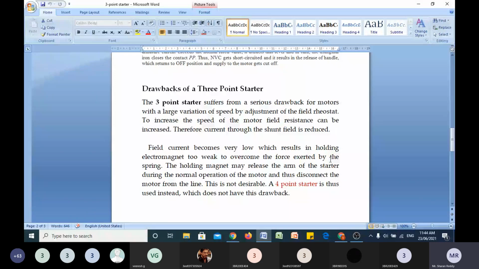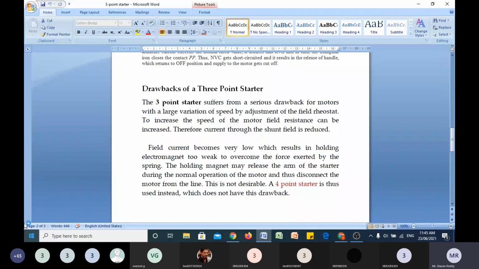So what happens is that the magnetic force produced by the electromagnet or no volt coil is not sufficient to hold the soft iron piece. The holding magnet may release the arm of the starter during normal operation and thus disconnect the motor, switching it off. This is not desirable, because under normal working condition, when you want higher speed applications, this is undesirable. A 4-point starter is thus used instead, which does not have this drawback.